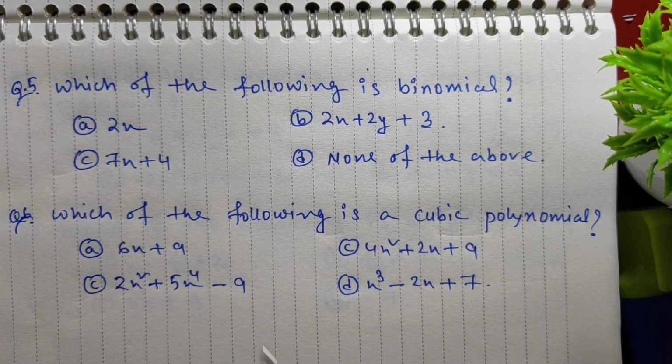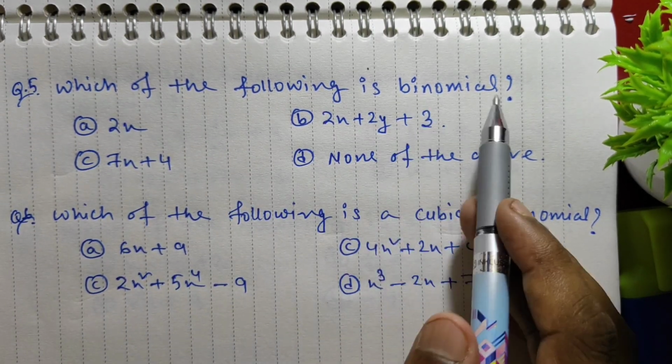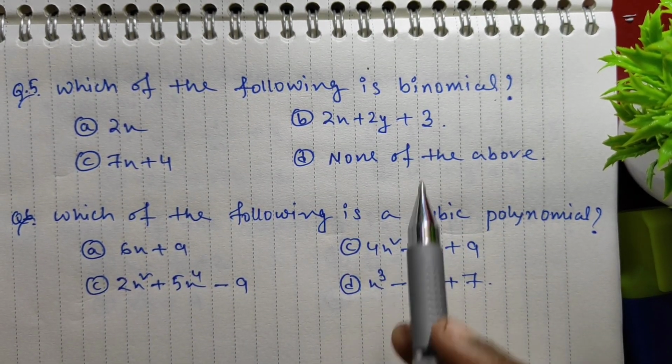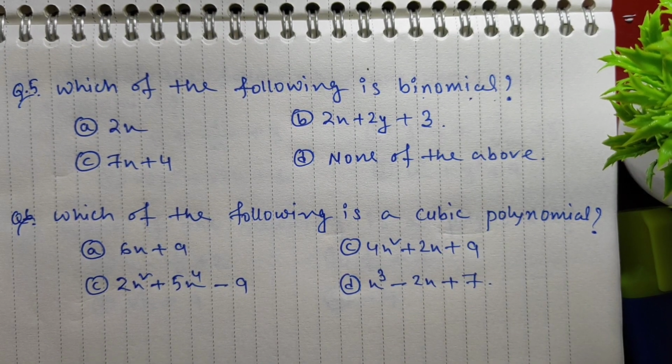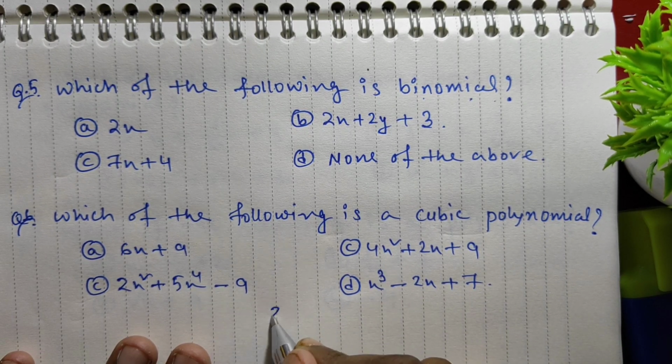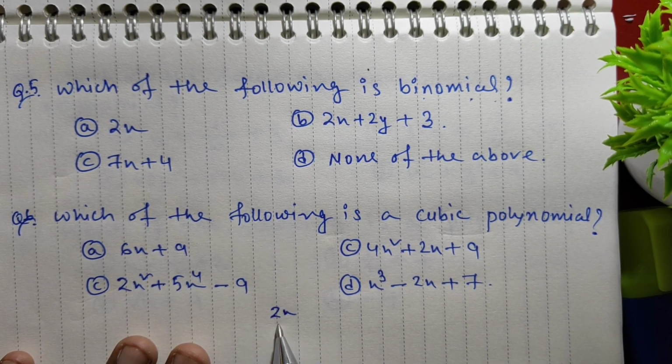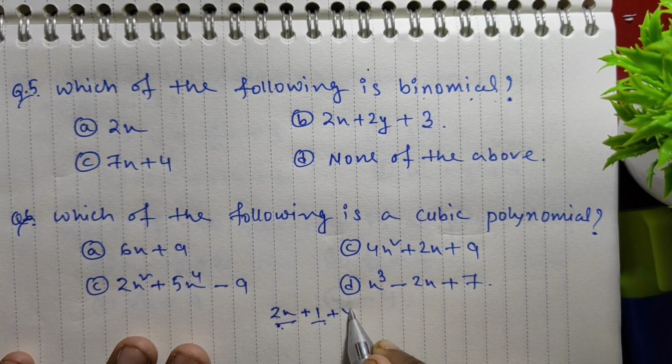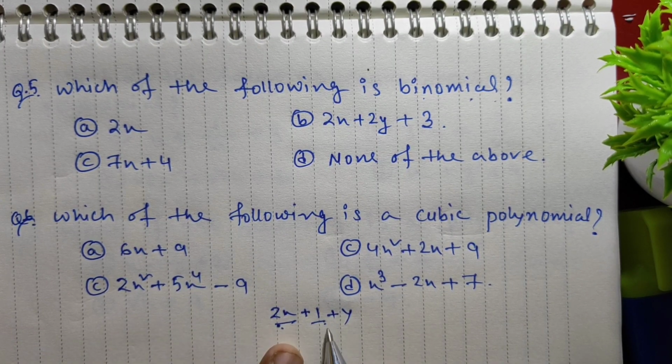Now number 5, which of the following is binomial? First we need to understand what is binomial. If any polynomial is in one term, like if I write here 2x, then this is monomial. And if we write here plus 1, then it becomes binomial because there we have two terms. If we add here one more y, then it will be in 3 terms, so it will be trinomial.